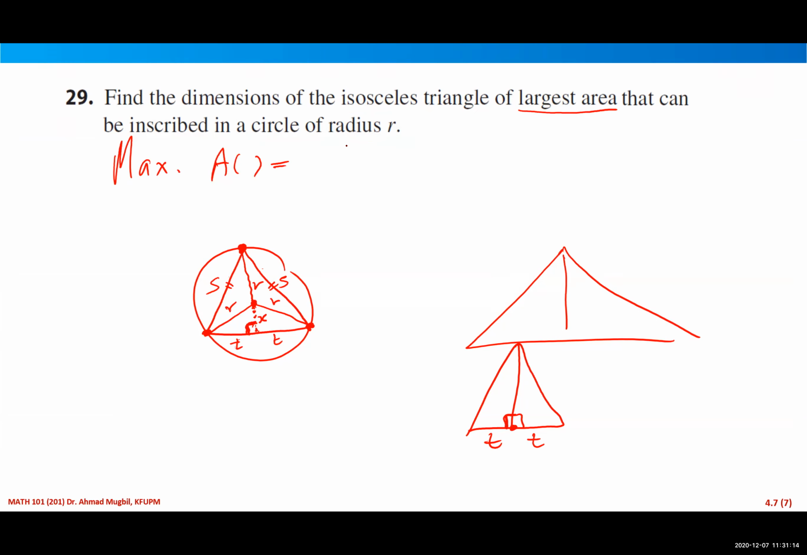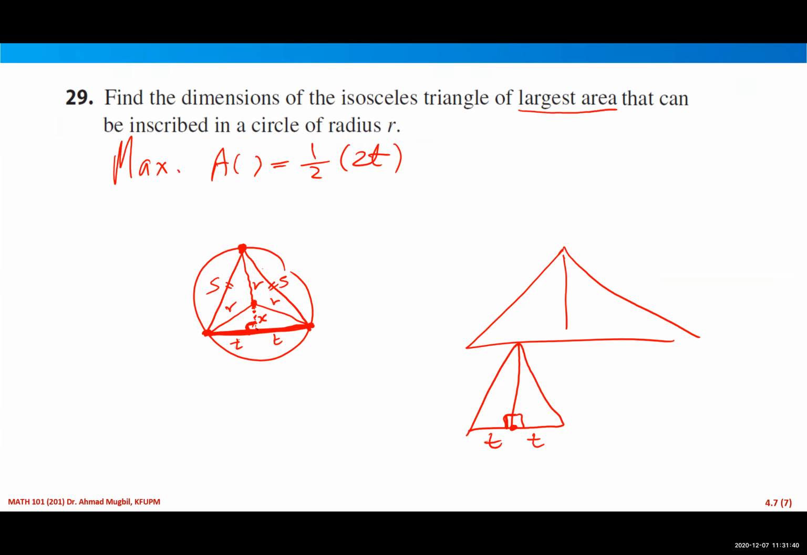So what is the area of the triangle? Do you remember? Half the base times the height. This is the area of any triangle, of course. Now, we know what the base is, Shabab. What will be the base? 2t, times the height.